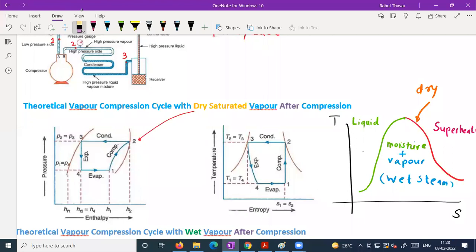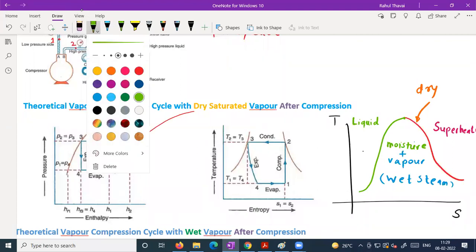Now see, what is superheated steam? Superheated steam is nothing but a dry steam only. Try to check. Superheated steam is nothing but a dry steam only. This is very important. Now you should understand that, otherwise things become difficult later. See here, all of you.